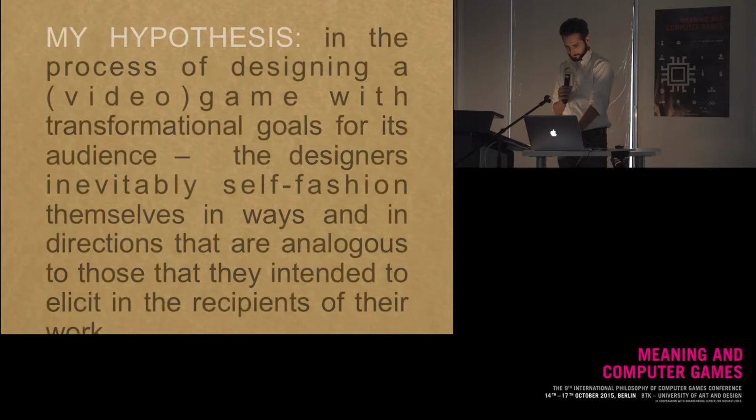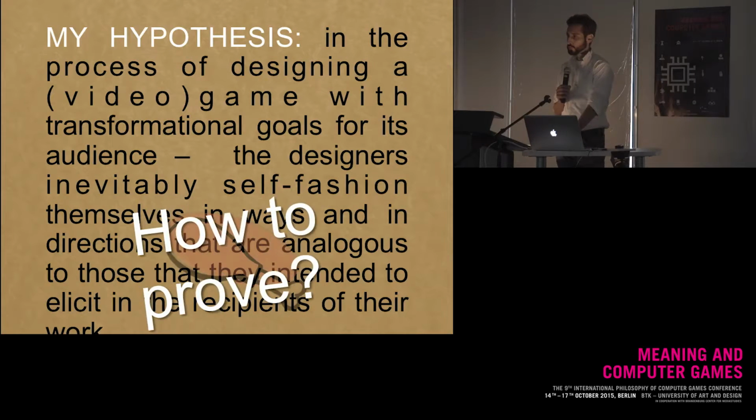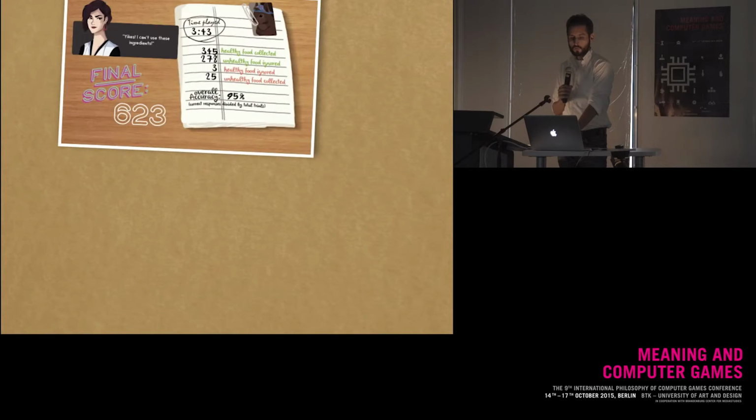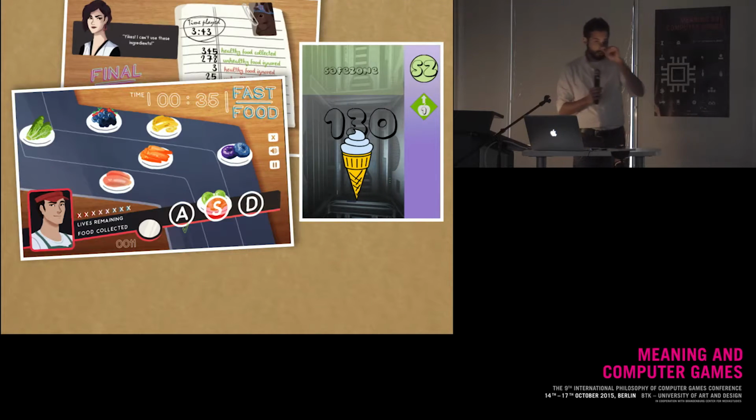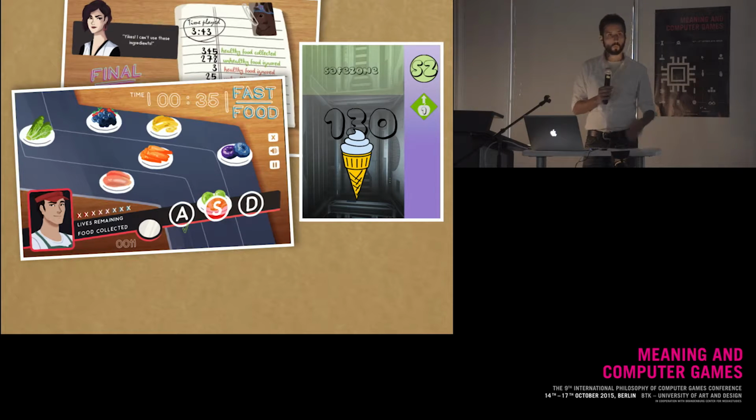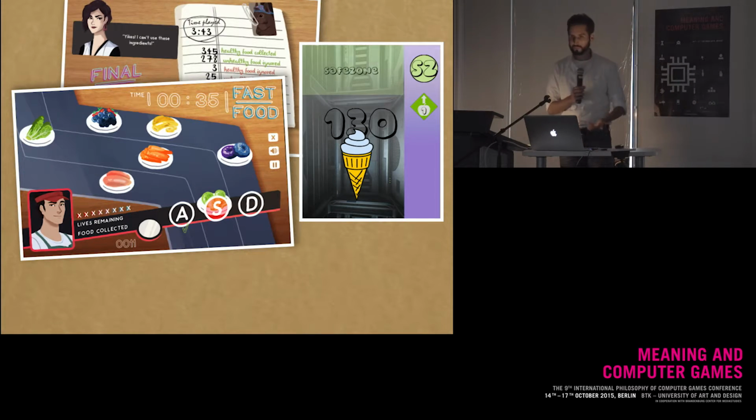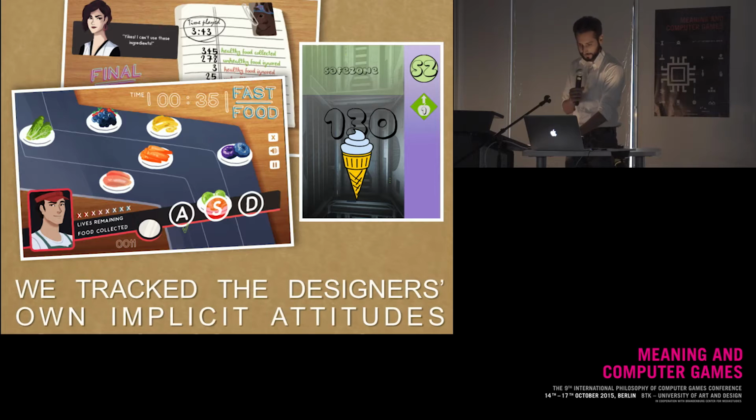All right. So how to prove this idea? Do you remember when I told you about these games here, right? So I had my students design games supposed to change implicit attitude towards fatty and sugary foods. So what I did secretly, without my students knowing, and there are two in the audience, over there, I tracked their implicit attitude towards the same kind of food. So do you understand? I tricked them into taking tests and so on.